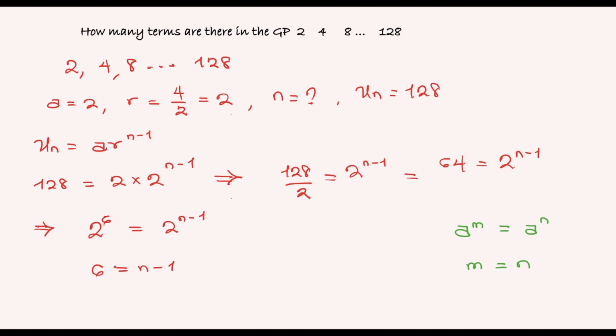If we move minus 1 to the other side, it becomes plus. So this is 6 plus 1 is equal to n. So our n is equal to 7. So there are 7 terms in this geometric progression, and that's our final answer.